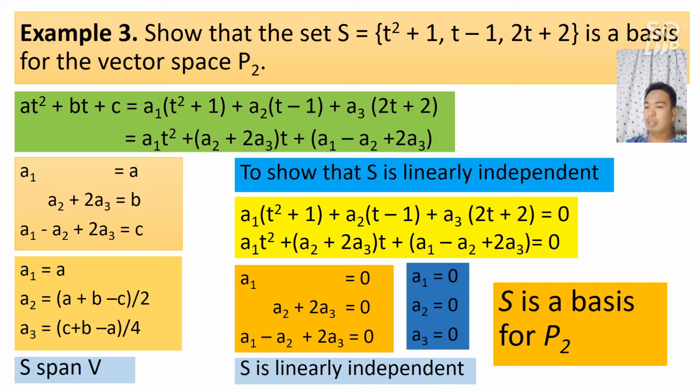To show that S is linearly independent, we have a1 times t squared plus 1, plus a2 times t minus 1, plus a3 multiplied by 2t plus 2, equal to 0. So we have a1 is equal to 0, a2 plus 2a3 is equal to 0, and a1 minus a2 plus 2a3 is equal to 0. Then we have the following values: a1, a2, a3 are all equal to 0.